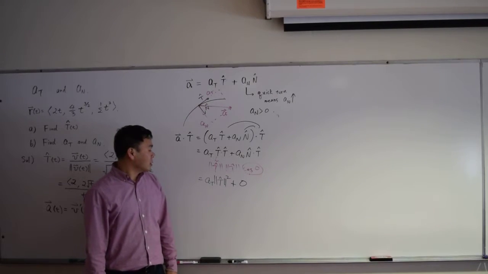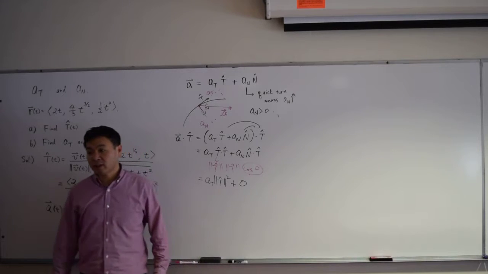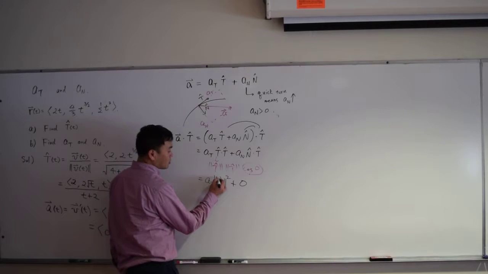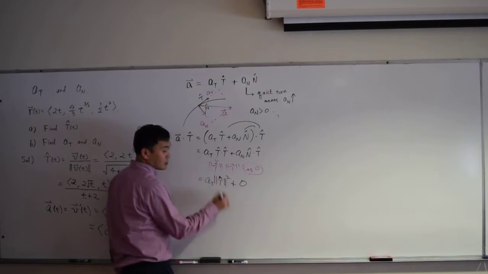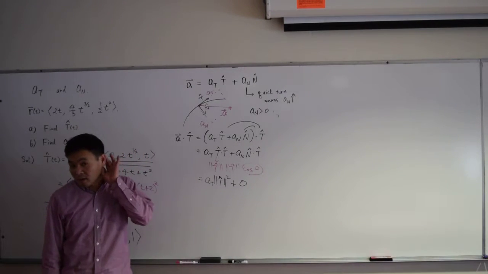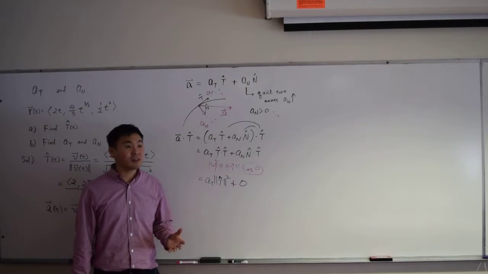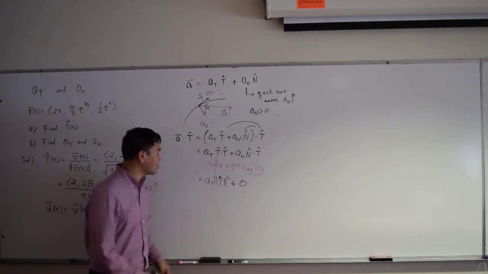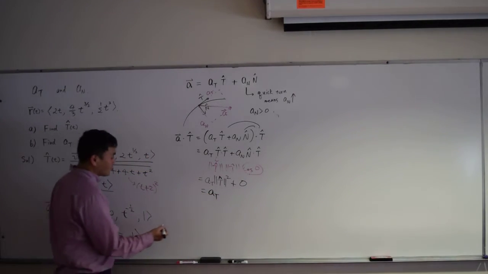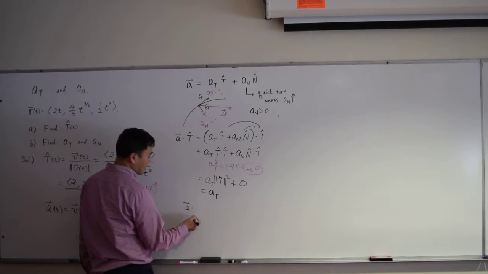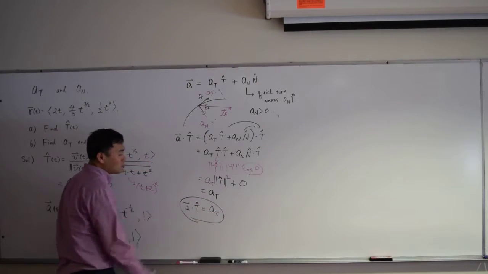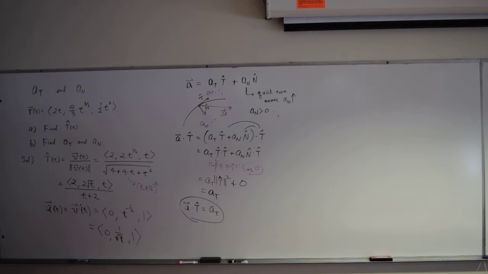Now, what's the norm of the T vector? What does this hat mean? Unit vector. So what's the norm of the T vector? 1. Unit vector means the length is 1. So this is 1, so you get AT. All right, so we have a very good formula here. The formula is that A dotted with T is AT. So you can use this formula to figure out your AT.